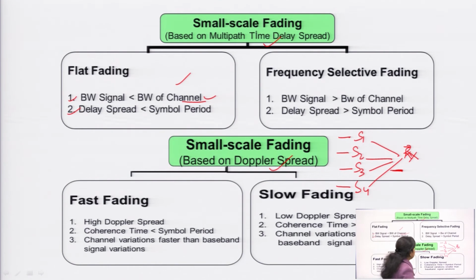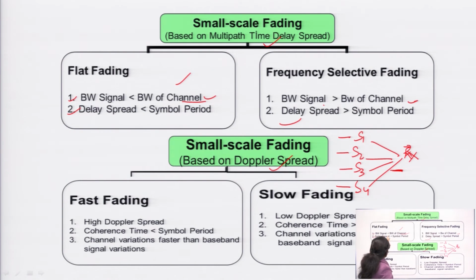In case of frequency selective fading, the bandwidth of the signal should be greater than the bandwidth of the channel. That is the reverse of flat fading, and also the delay spread should be greater than the symbol period.